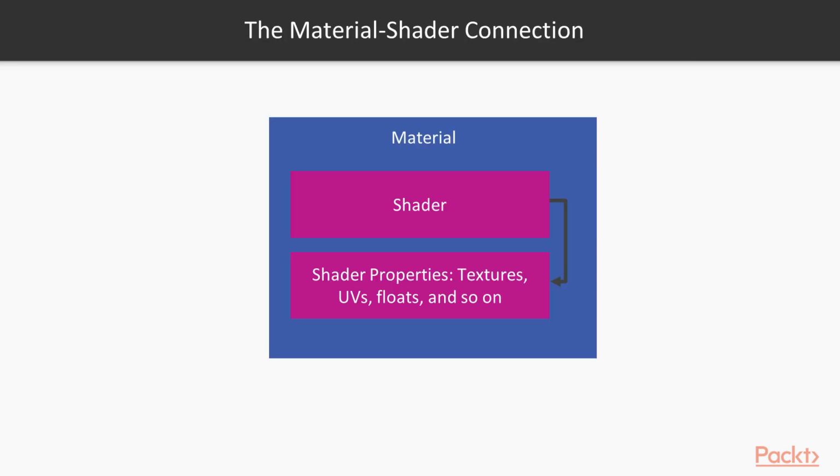To illustrate that, let's look at this little diagram here. Essentially we have a material. It is a Unity asset, and it points to a shader, which is that program that's going to do something for the graphics. And then it exposes a certain number of shader properties to the material. So for example, textures and UVs and floats, etc. Let's take a look at what that looks like in Unity.